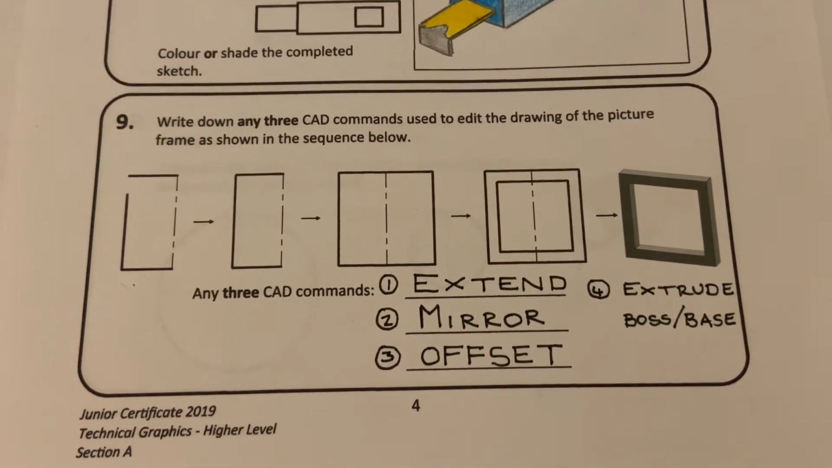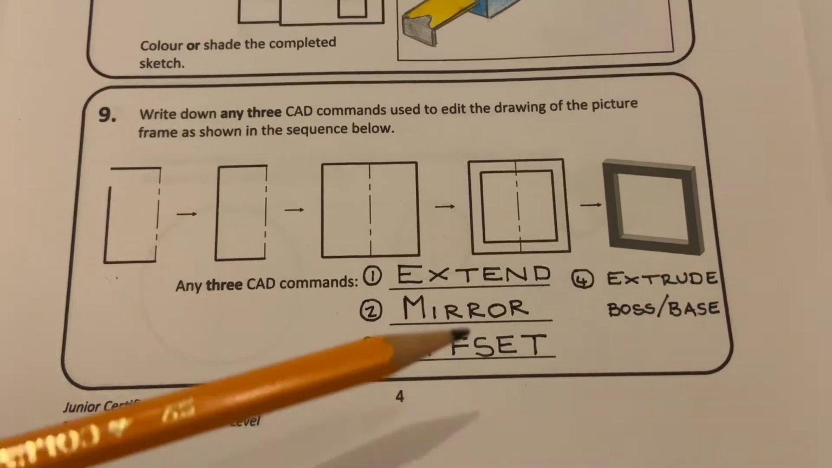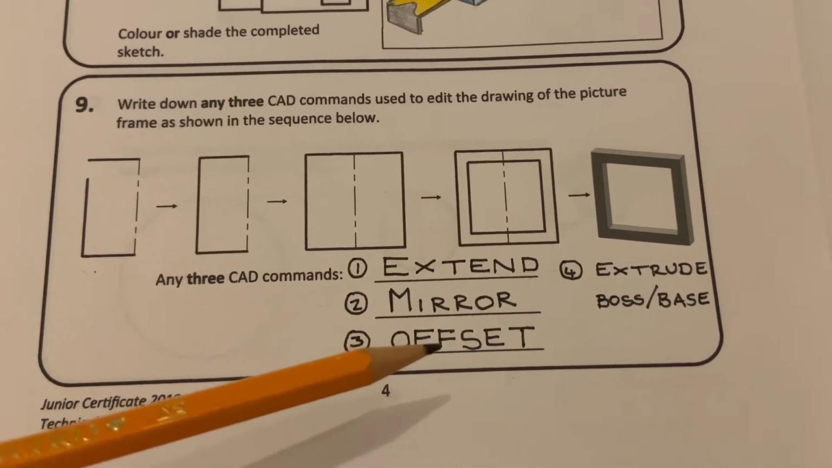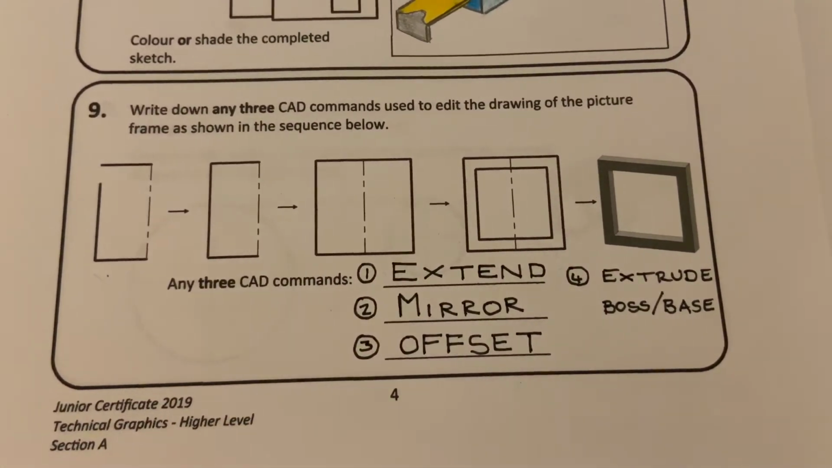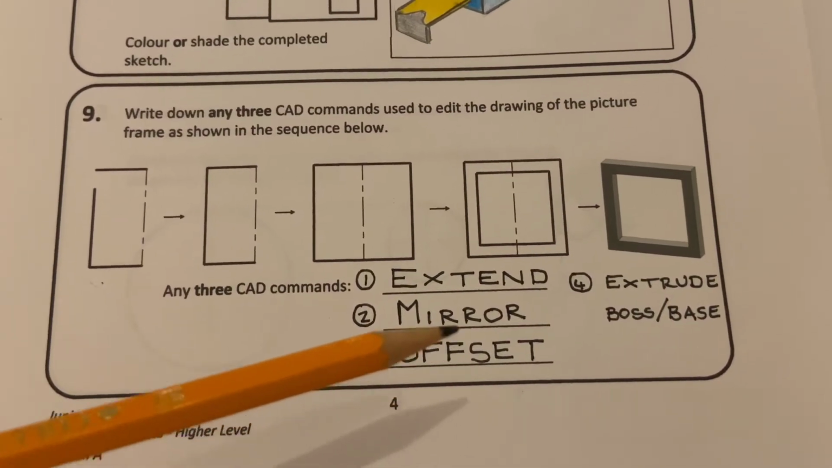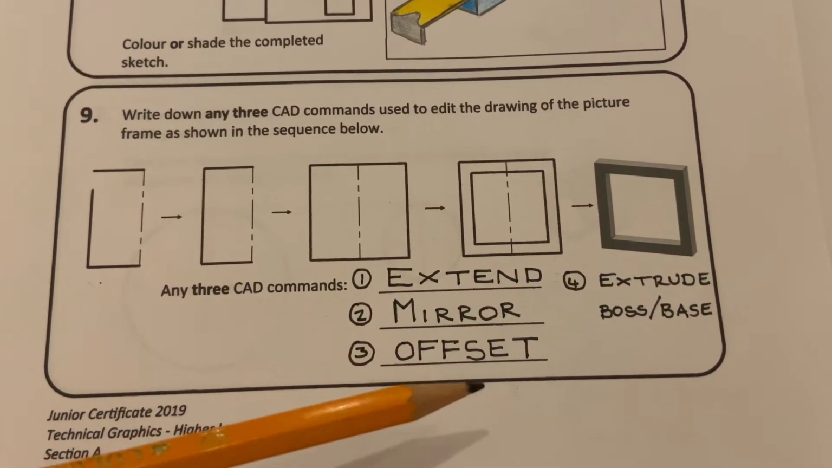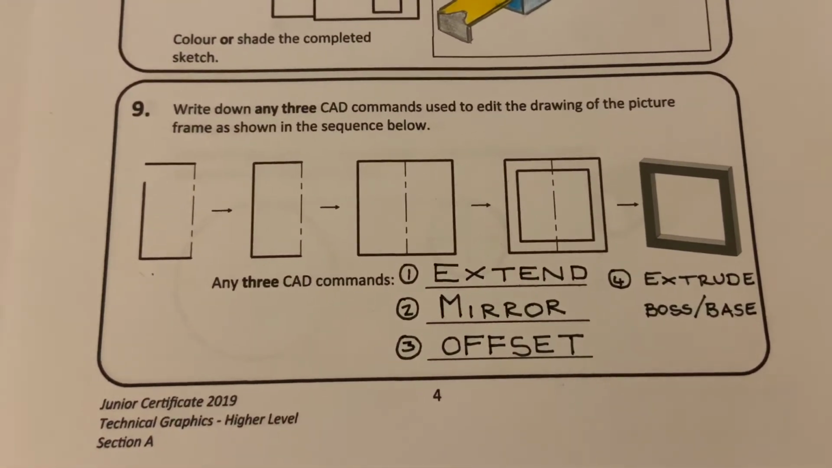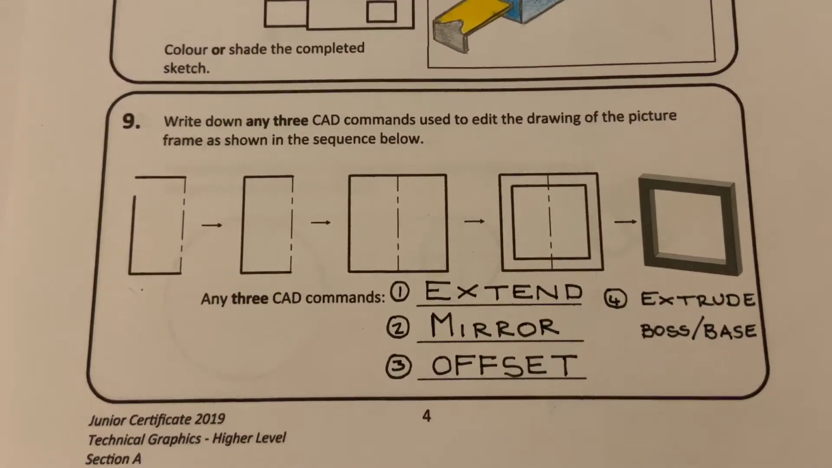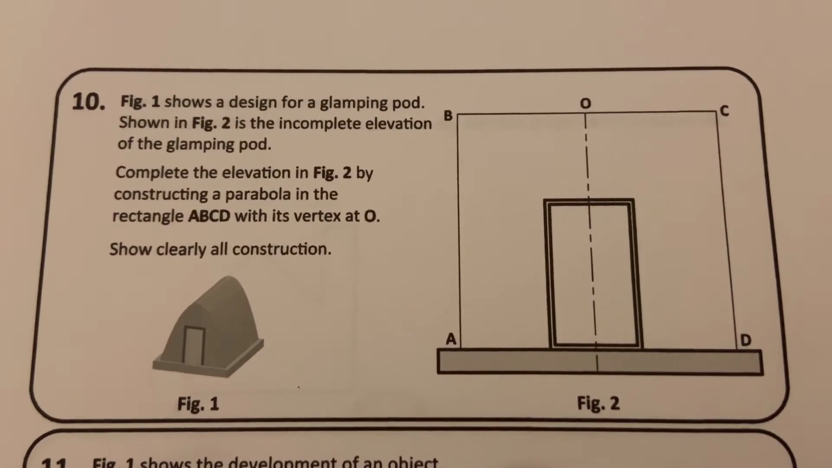Now, when you're doing this question in the exam, you should always try to write down the 4 commands, because if you get one wrong, you will still get full marks awarded to you. So if you can, always write down the 4 different command options. And that completes question 9, the CAD question. Question 10.